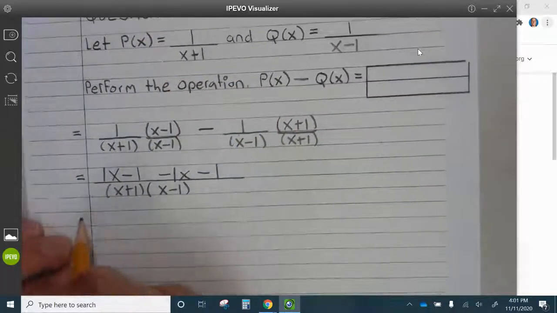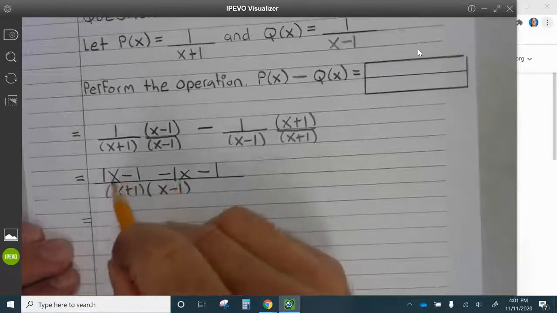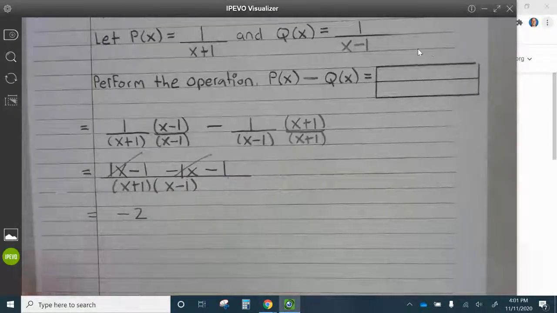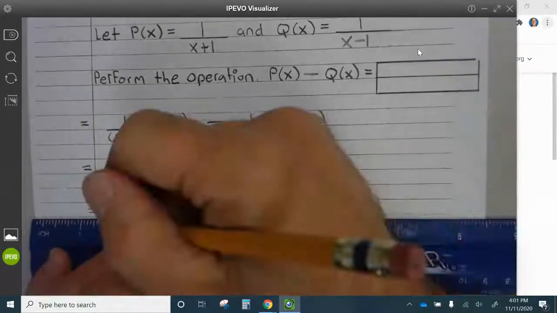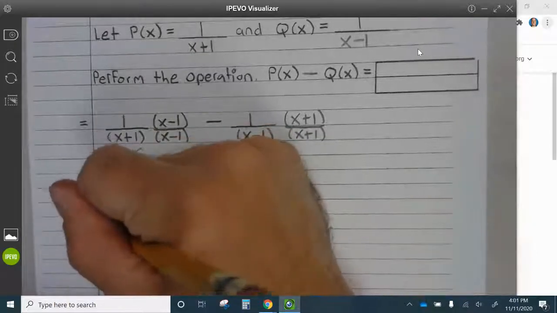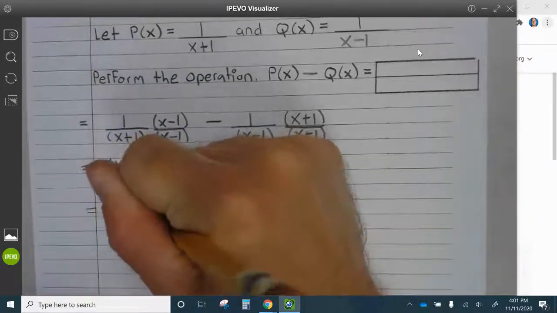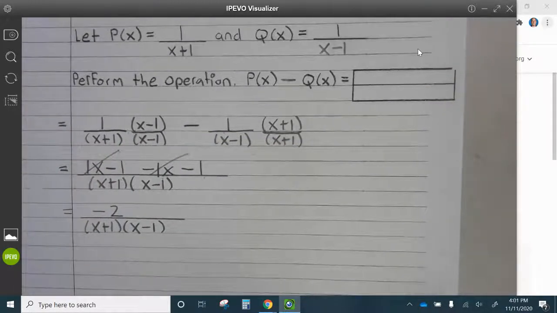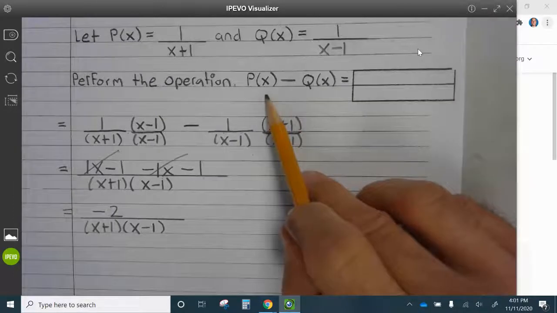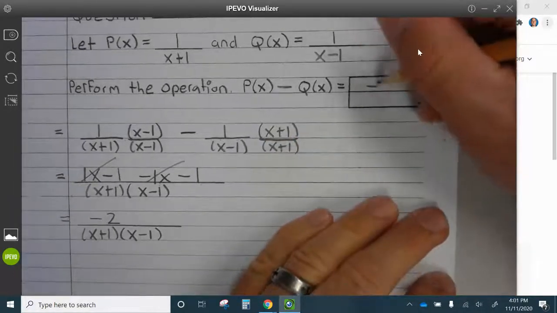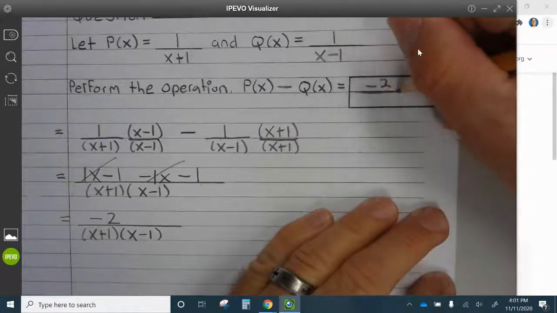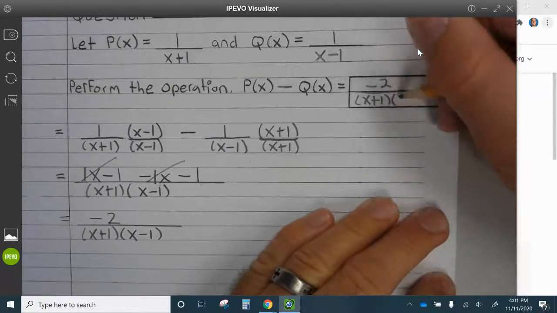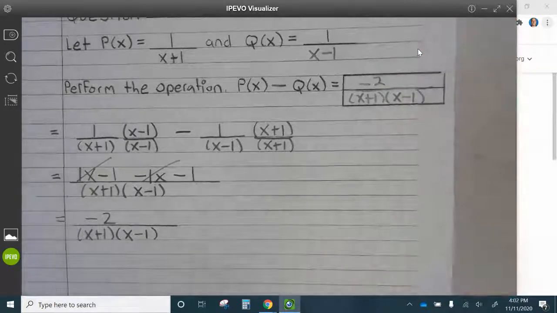So let's simplify the numerator. 1x minus 1x cancels. Negative 1 and negative 1 is negative 2, divided by x plus 1, x minus 1. Okay? All right, so p of x minus q of x is negative 2 divided by x plus 1 times x minus 1.